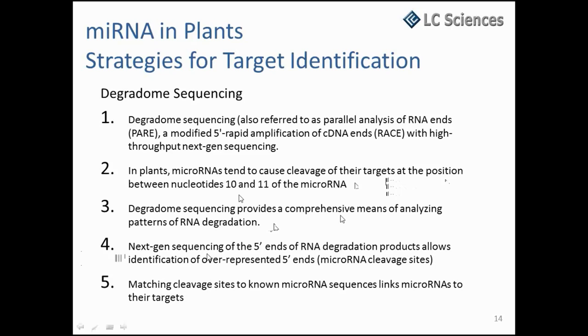The method uses next generation sequencing to identify the 5' end of RNA degradation products, and then allows identification of an overrepresented 5' end, which is caused by the microRNA cleavage. Matching the cleavage site to the microRNA can also identify the messenger RNA target, and link the messenger RNA target to the microRNAs. We also get the information from the microRNA.